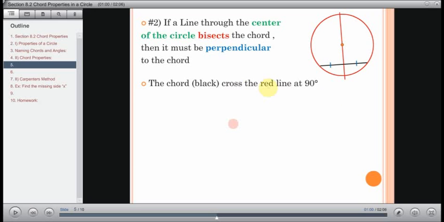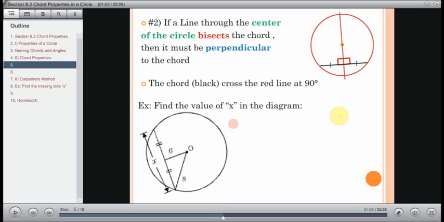So the black line crosses the chord at 90 degrees. So it's perpendicular. Okay, so let's take a look at this one right here. So find the value of x in this diagram.